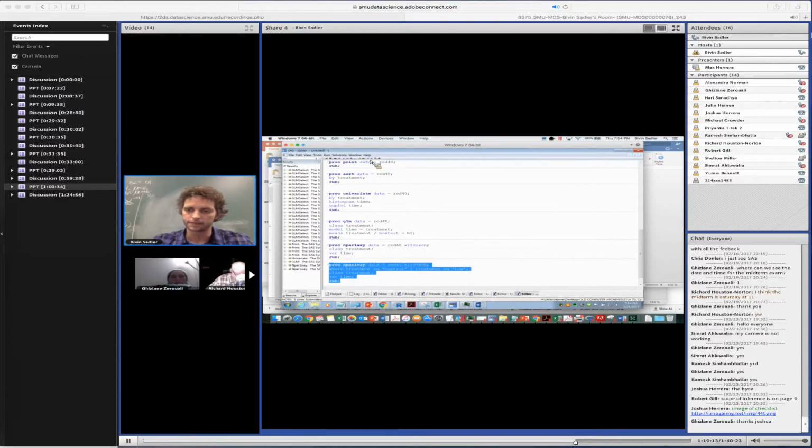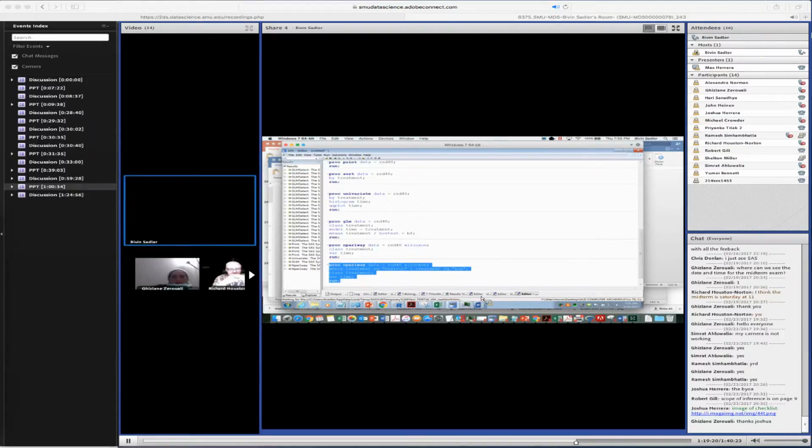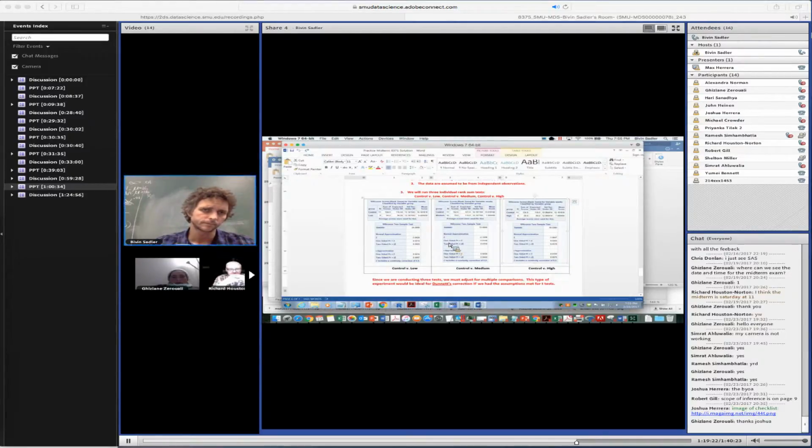So if you run that, I'll let that go for a little while. Run that, and we should get this right here. Notice that I just cut it out, dragged it over, and shrunk it.